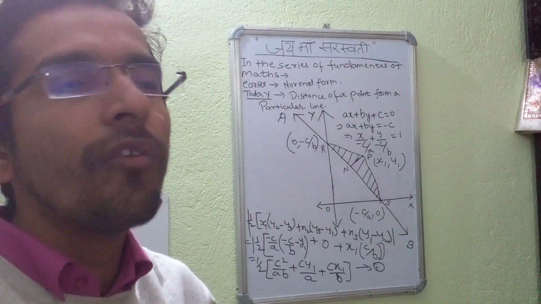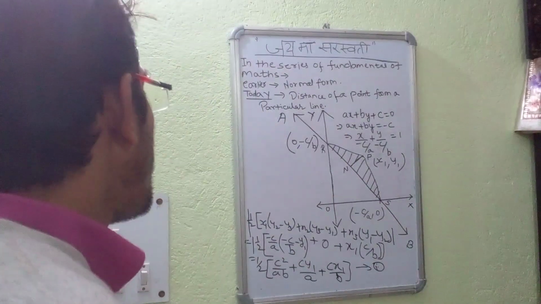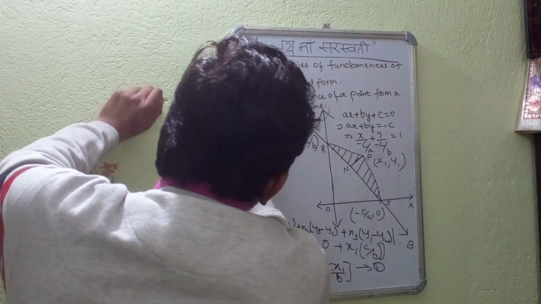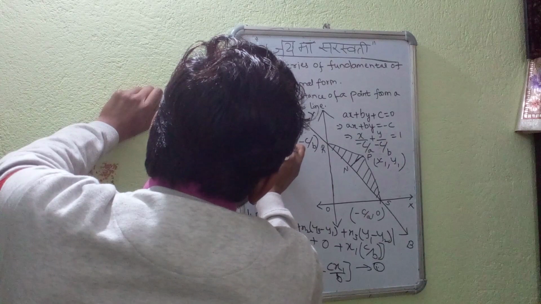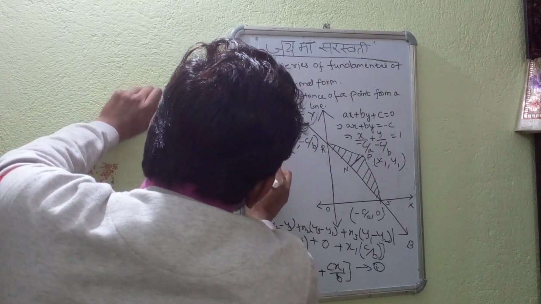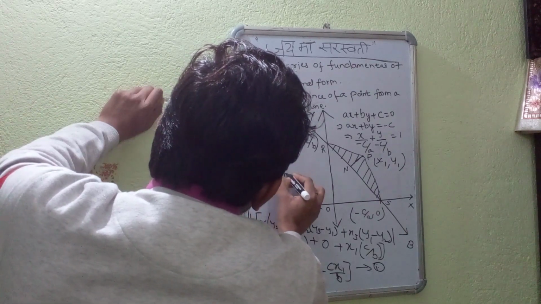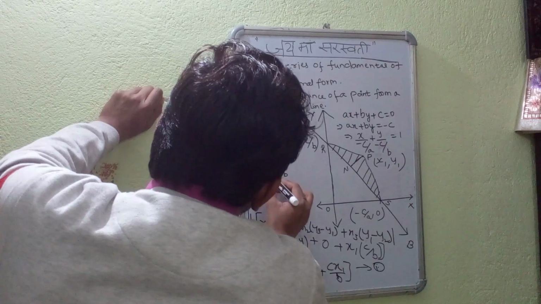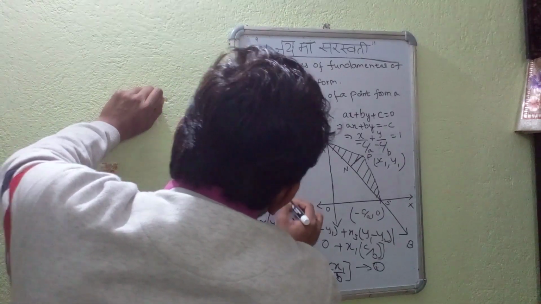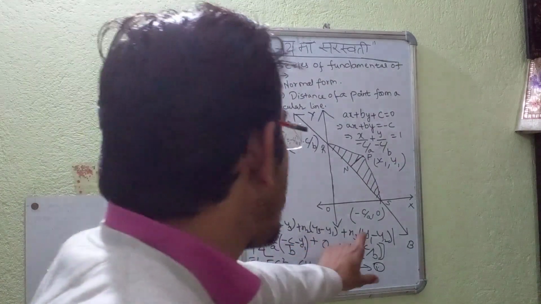Now we will be calculating the area of the triangle using the formula which we had studied in the lower class, half of base into height. So we will be applying that formula only. First and foremost we will write here x1. x1 is minus c by a, y1 is 0, x2 is 0, y2 is minus c by b, and x3 is x1, and y3 is y1.